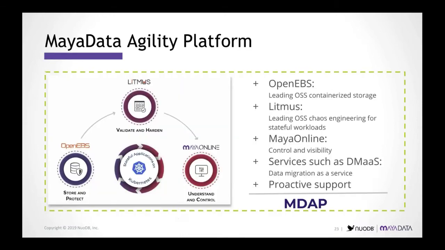And a little bit about MayaData's agility platform. We have open source solutions that I mentioned, OpenEBS and Litmus, and on top of OpenEBS, you can use our end-to-end chaos engineering tool called Litmus to test the workloads. We will see a quick demo of that shortly, and also we will see the demo of MyOnline, our visibility platform, a SaaS solution.